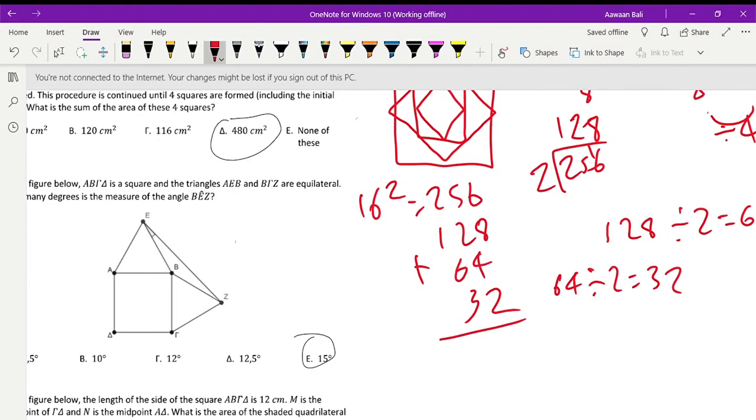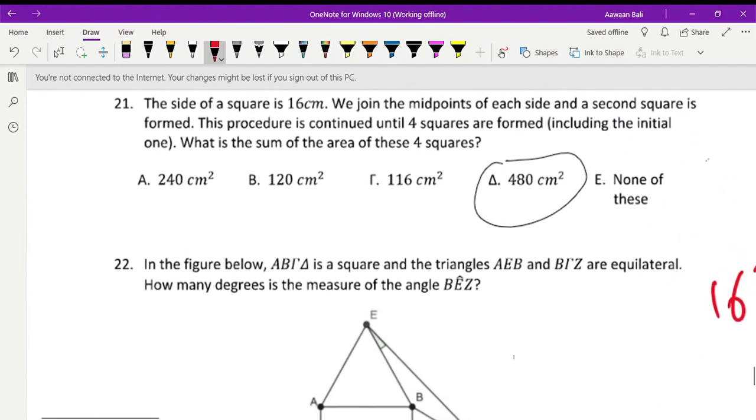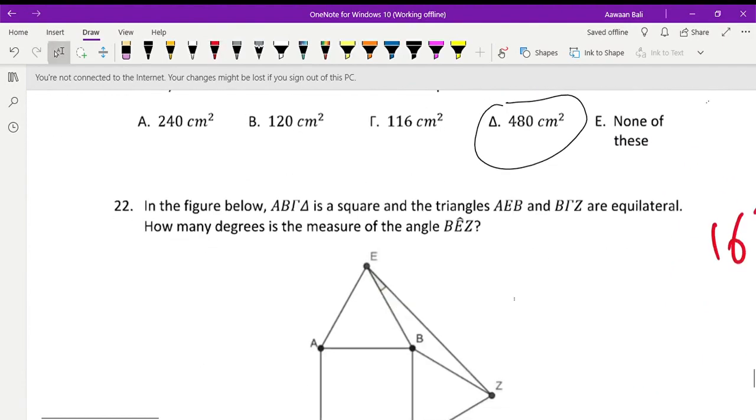Let me align them now. 256, 128, 64, 32. 6 plus 8 is 14, plus 4, 18, plus 2, 20, put the 0 there and carry the 2. 5 plus 2, 7, plus 6, 13, plus 3, 16, plus 2, 18, carry the 1. 2 plus 1, 3, plus 1, 4. 480. So therefore the answer is delta 480 centimeters squared.